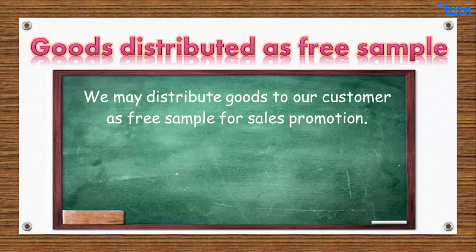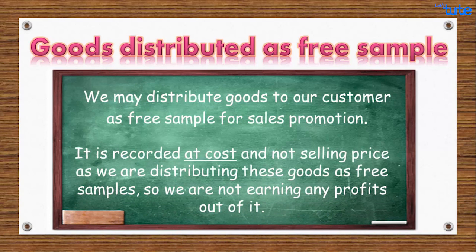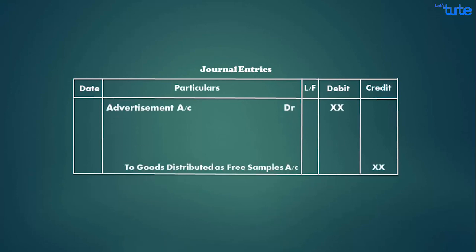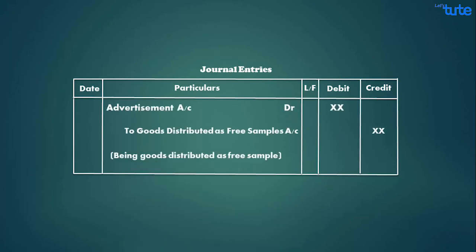We may distribute goods to our customers as free samples for sales promotion. It is recorded at cost and not the selling price, as we are distributing these goods as free samples. So we are not earning any profits out of this. The entry for the same is advertisement account debit to goods distributed as free samples account.